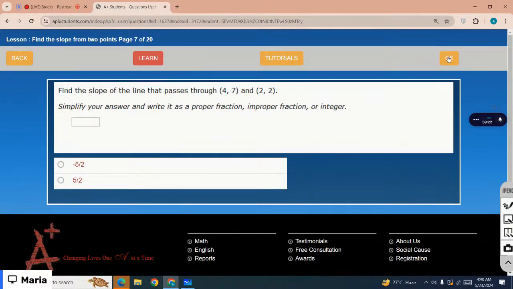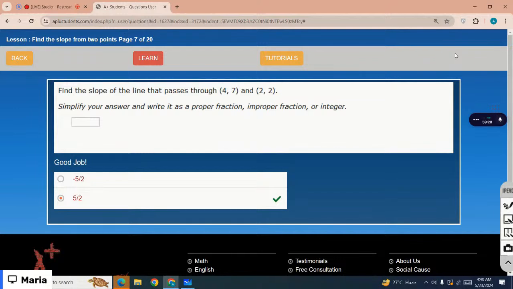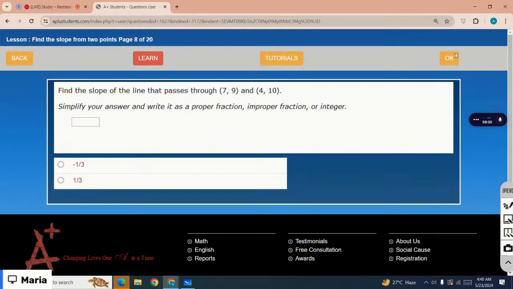The correct option is 5 over 2. Option number 2 is the correct option, right? Okay, you can complete the lesson by yourself later today.